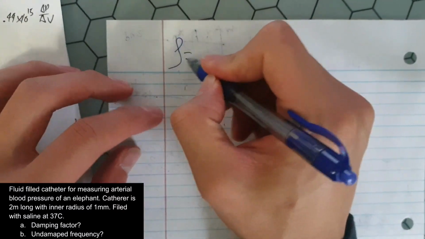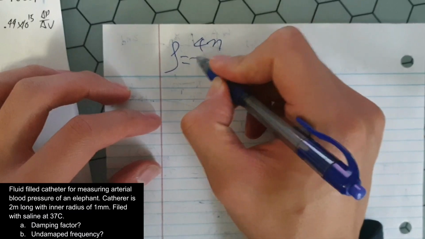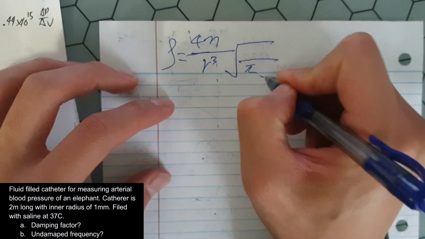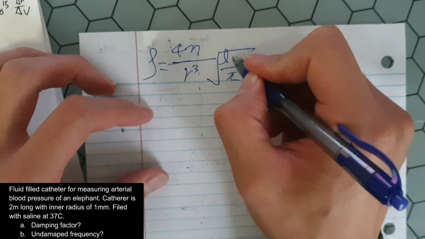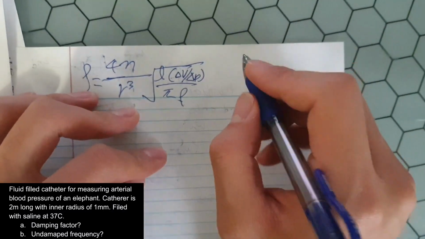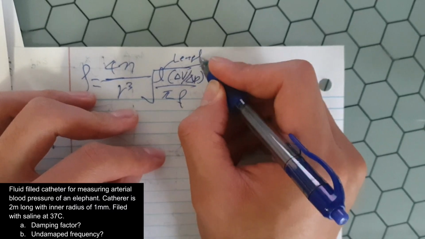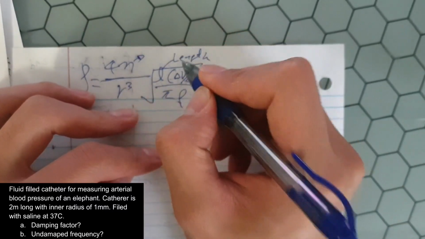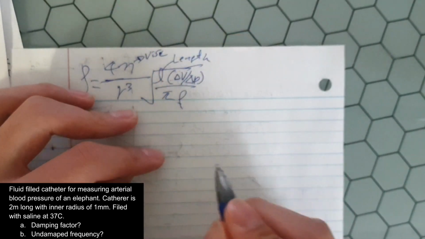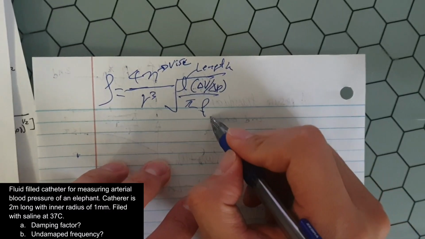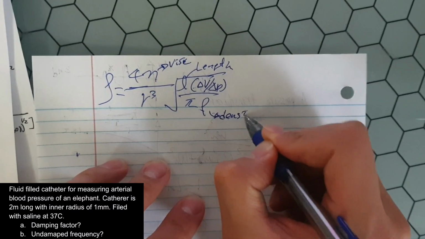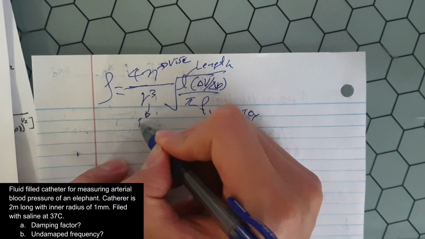So we have two simple equations for the damping factor, which is in the textbook. And we know the length, we know the viscosity, and we know the density of water and the inner radius.